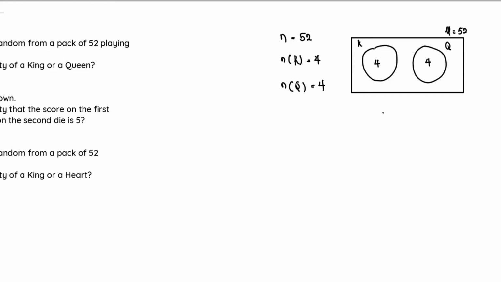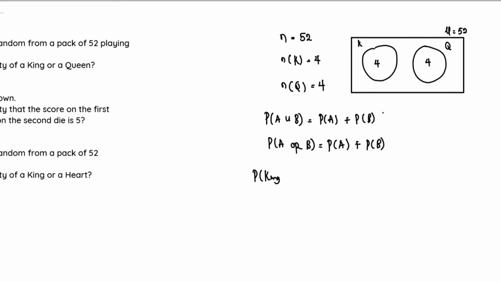So the addition rule states that probability of A union B is actually equal to probability of A plus probability of B, or we can also write this as probability of A or B is equal to probability of A plus probability of B. So the event A in this case of ours is the probability of picking a king, and the event B is the probability of picking a queen. So that means in the context of this question, we have probability of king or queen, and that's going to be equal to probability of king plus probability of picking a queen.